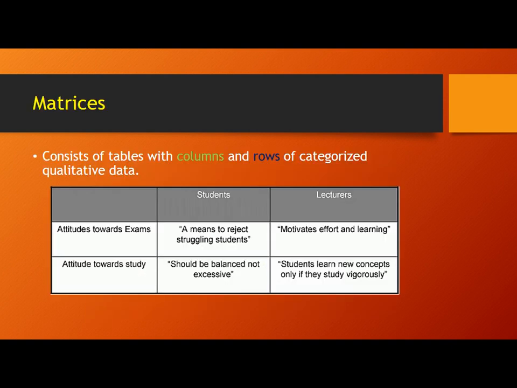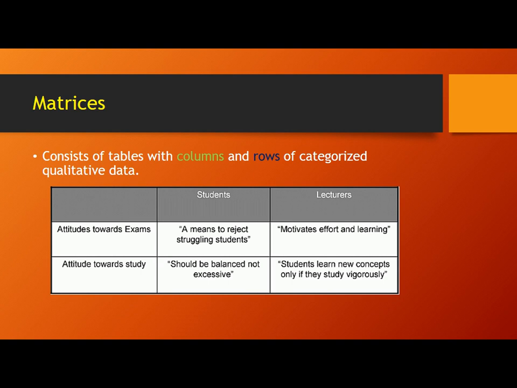Matrices, here we are. They usually consist of tables with columns and rows of categorized qualitative data. Look at this one. In this particular one, there was a study done about attitudes towards exams with contrasting type of experiences from the students and the lecturers. Notice in the first row, attitudes towards exam, students kind of perceive the exams as a means to reject struggling students. Okay, well that's the perspective or the phenomenon experienced by the students. The lecturers see it more as motivating efforts in learning.